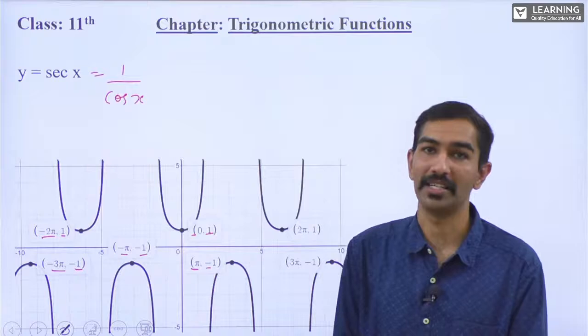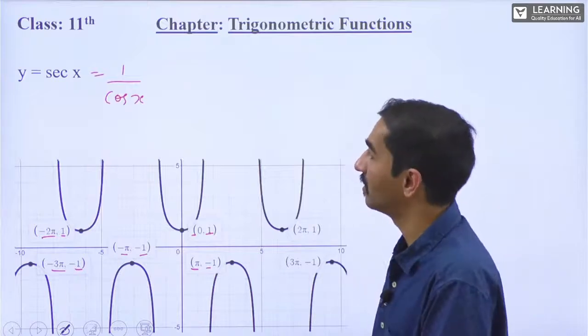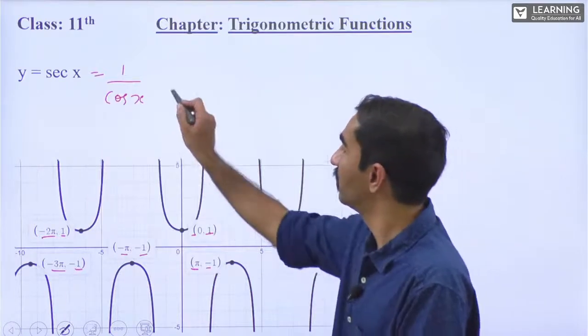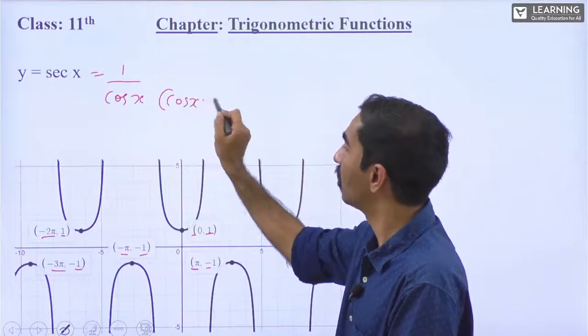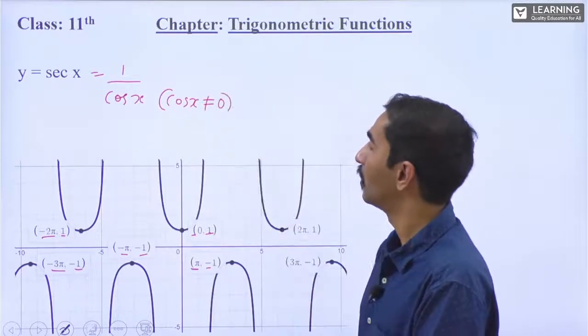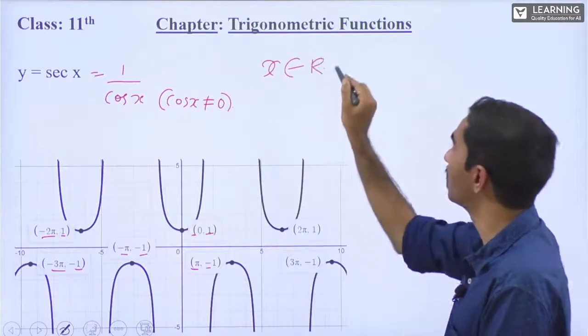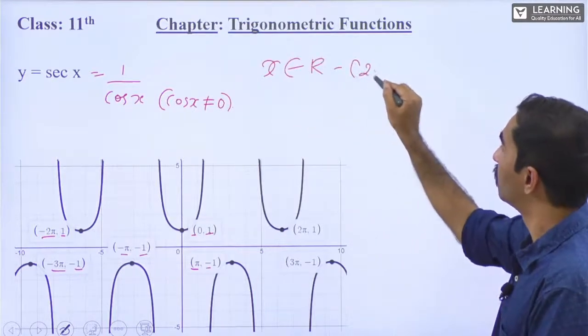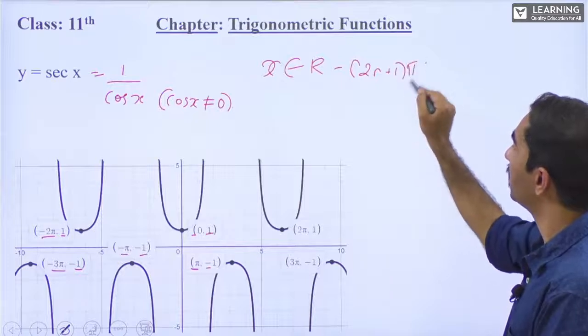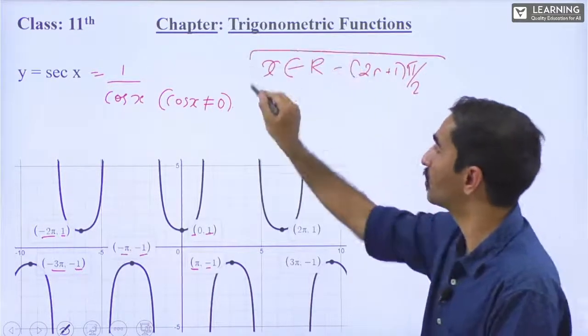Even in your mobile you can check it. So 1 by 0 is error. So what we'll do? Here we will write cos x should not be equal to 0. Okay, so if cos x should not be equal to 0, then x belongs to the set of real numbers except (2n plus 1) pi by 2. So this will be our what, students?